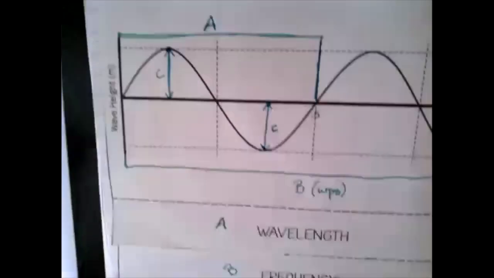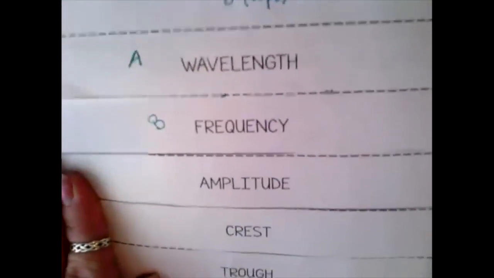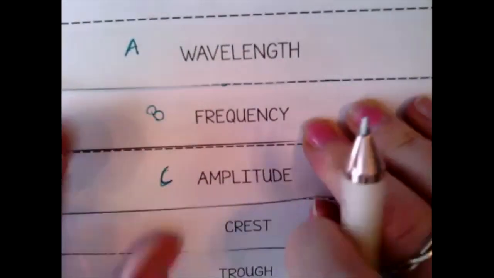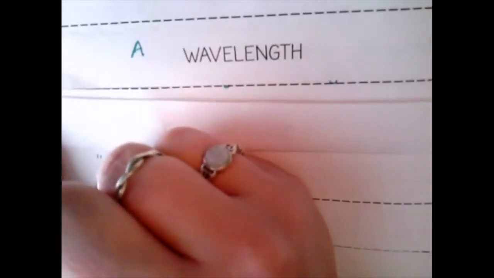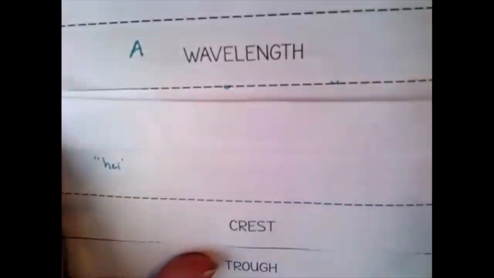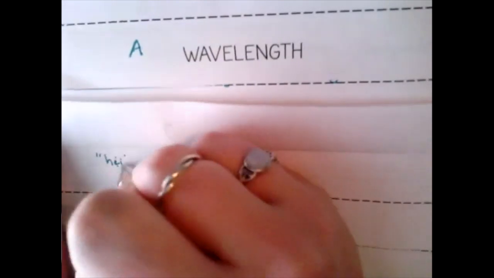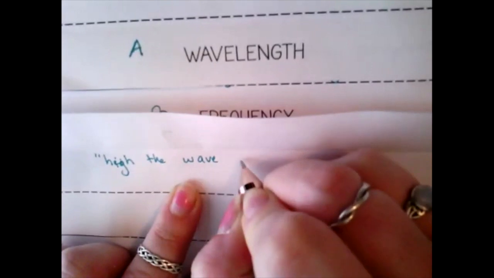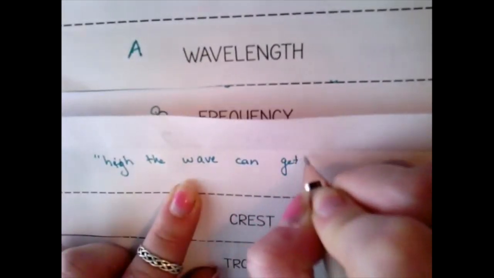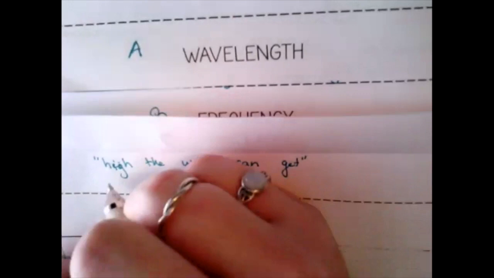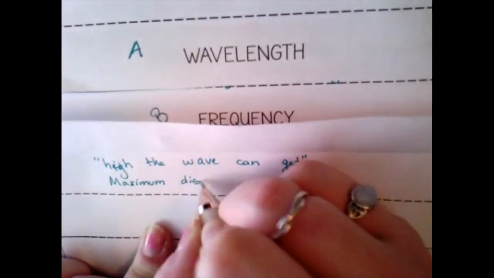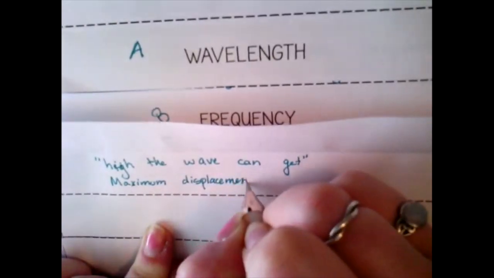Okay, so amplitude, that's represented by our letter C. Amplitude is how high the wave can get. Okay, in fancy science terms, maximum displacement of a wave.